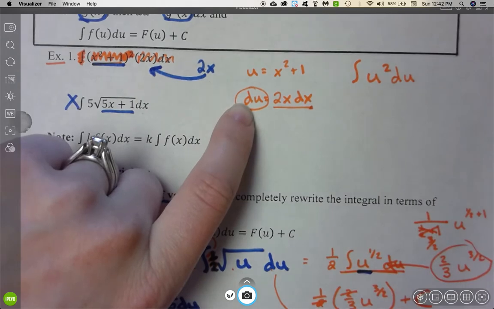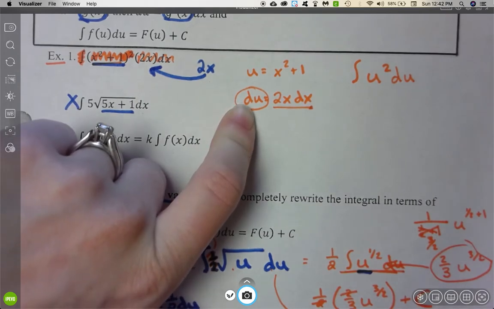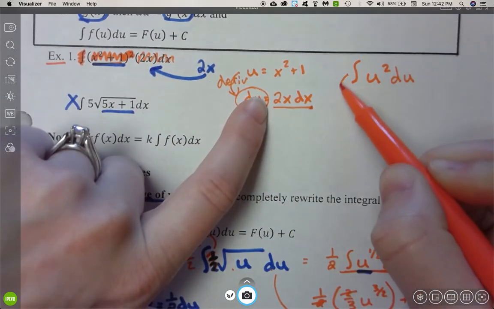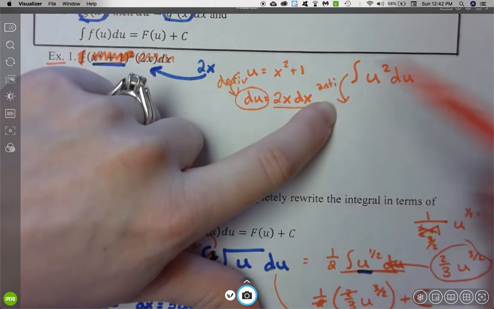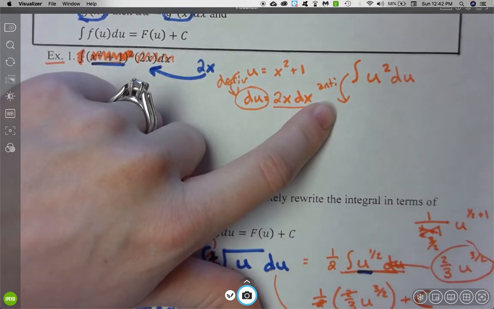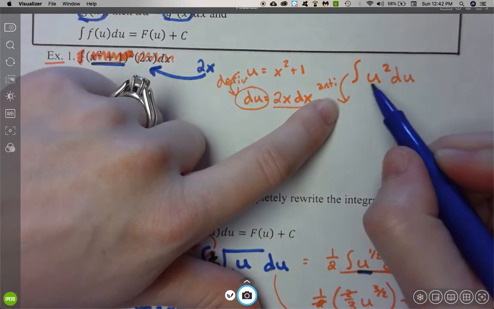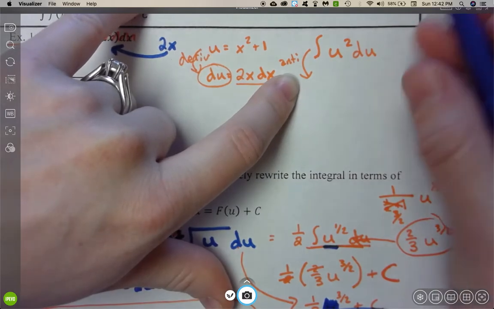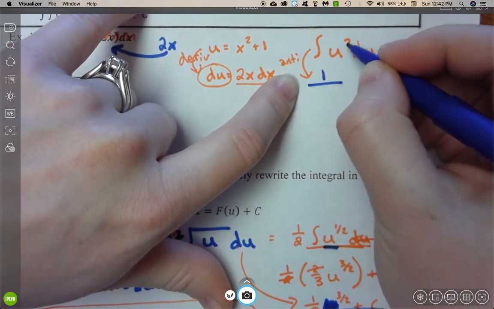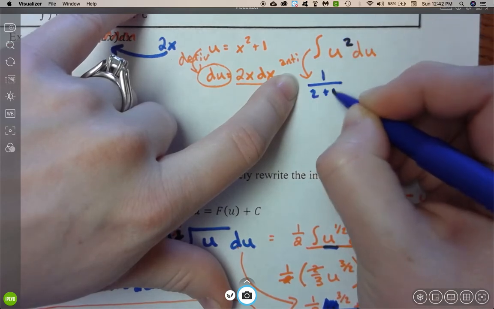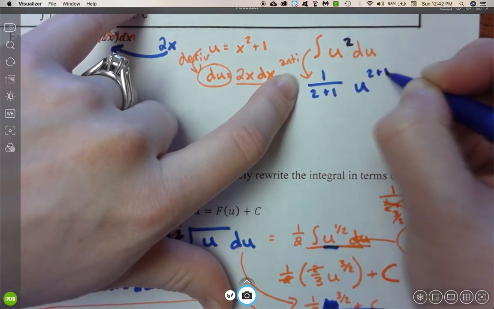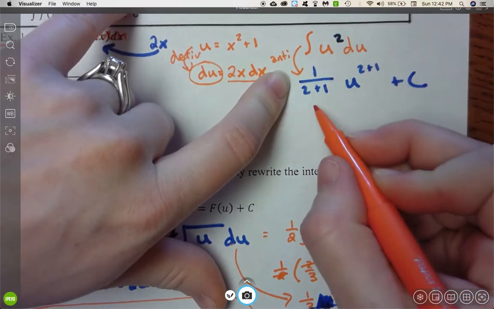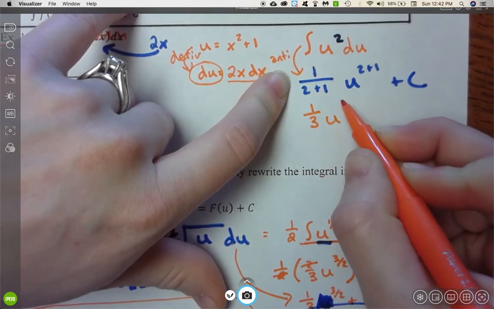Substitution is a little bit tricky just because you're taking the derivative here, and then now we have to take the antiderivative. So you're doing both in the same problem, and it does get kind of messy. We need to take the antiderivative of u squared. That's 1 over n plus 1, x to the n plus 1. n is 2, so I have 1 over 2 plus 1, u to the 2 plus 1 power. Then I'm going to put plus c on the end so I don't forget it. So this is going to end up being 1/3 u to the 3rd power plus c.